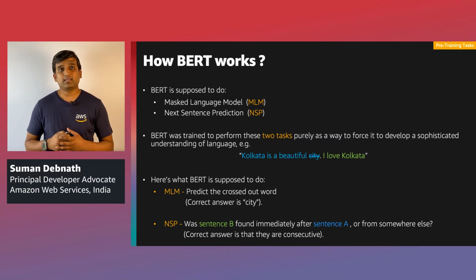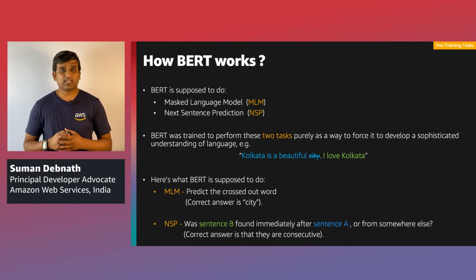The BERT model is pre-trained on a huge corpus for 2 interesting tasks called Masked Language Modeling or MLM and Next Sentence Prediction or NSP. BERT was trained to perform these 2 tasks purely as a way to force it to develop a sophisticated understanding of the language so that it can be fine-tuned later on for any other task, such as question answering, sentiment analysis, and so on.